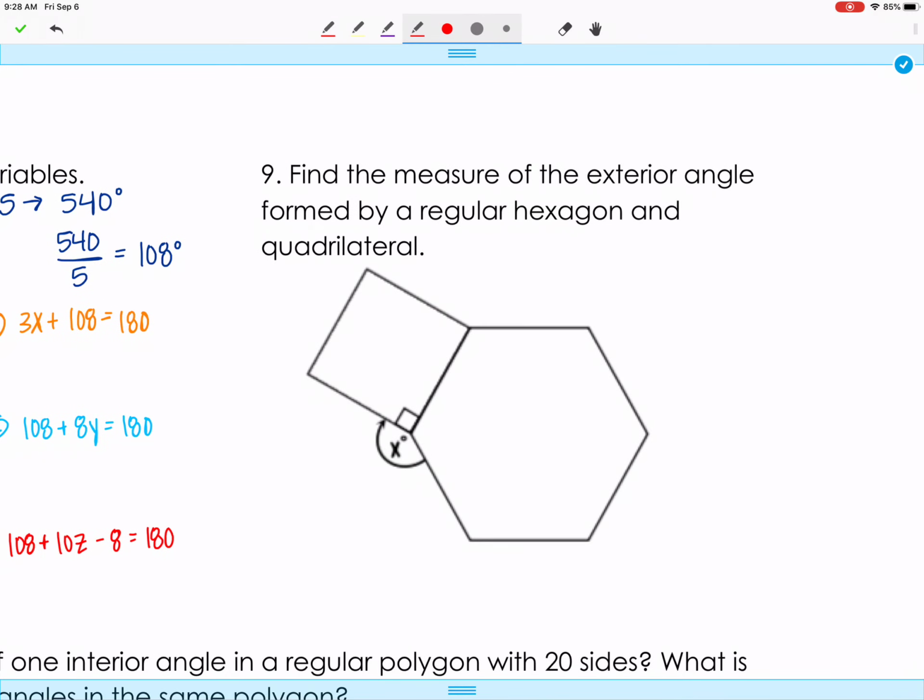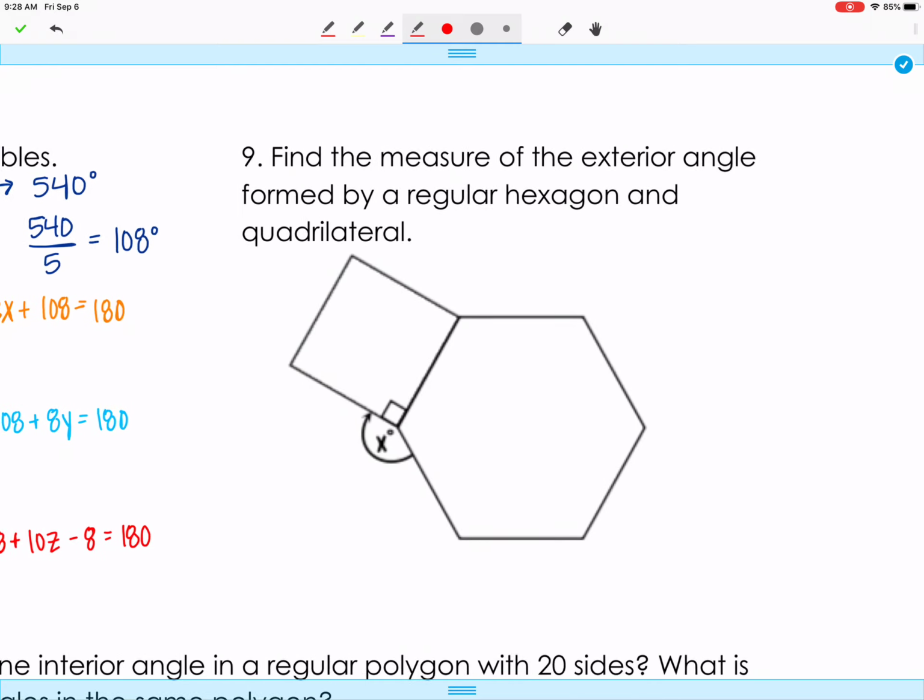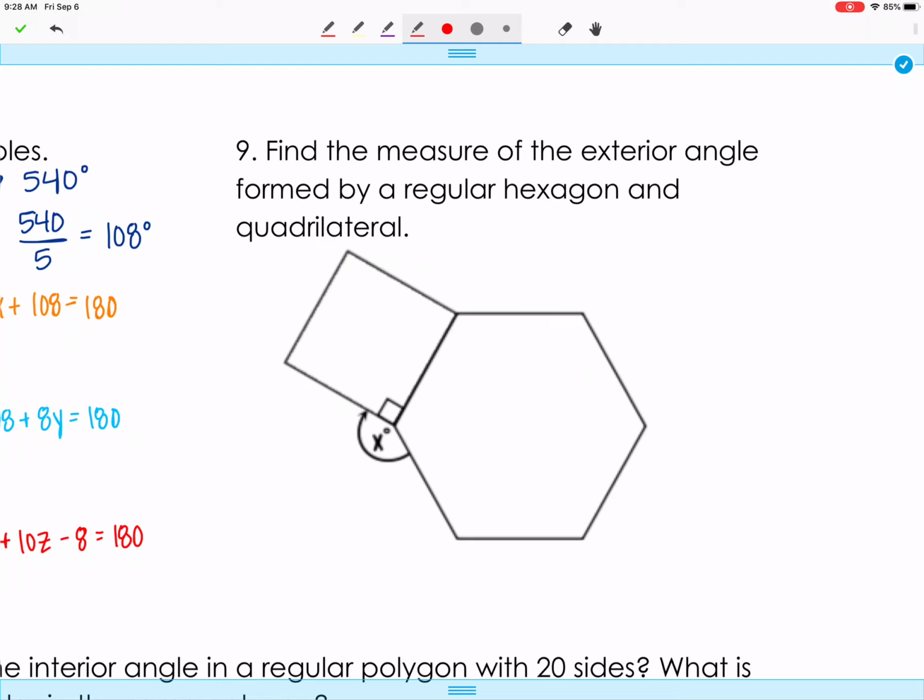Okay, find the measure of the exterior angle that's formed by a regular hexagon and a regular quadrilateral. So now this one we kind of need to break into parts. So first let's look at the square.